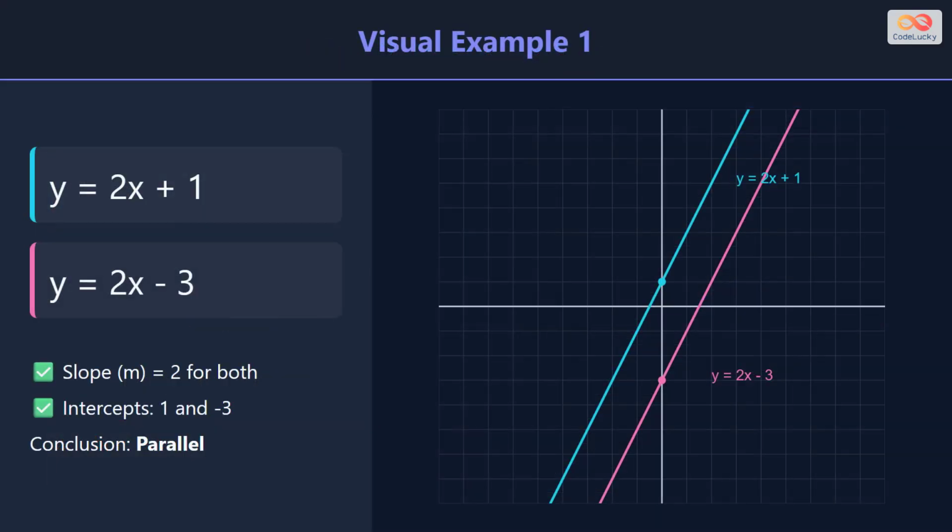Let's look at a concrete example. Here we have two equations, y = 2x + 1 and y = 2x - 3. Notice that both have a slope of 2. This means they rise at the same rate. However, one starts at positive 1 on the y-axis and the other at negative 3. Because the slopes are equal and intercepts are different, they are parallel.